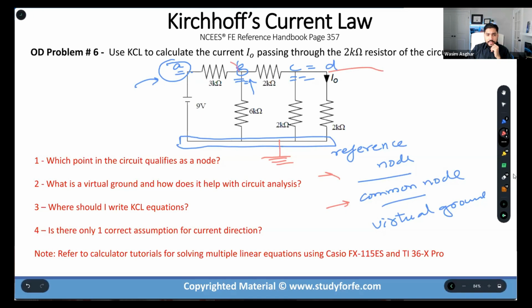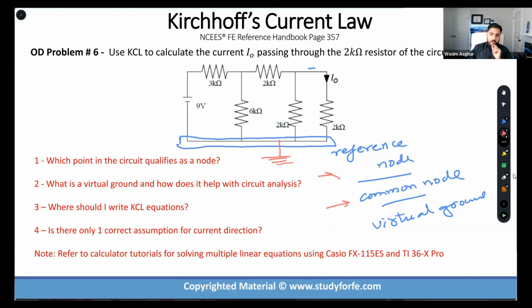I can consider this as my reference point. But which point makes more sense? How do you select a virtual ground to make your life easy? Is there any criteria? We're not trying to solve this problem. We are trying to analyze how we go about solving circuits generally.